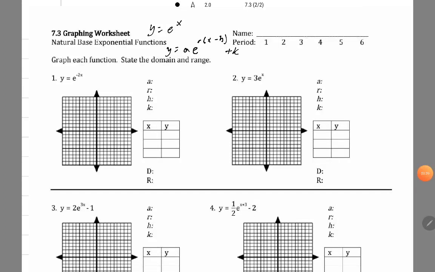So basically everything is kind of the same. The a stretches things, the h moves it left or right, k moves it up or down. And then r just, well, you'll see how it goes.